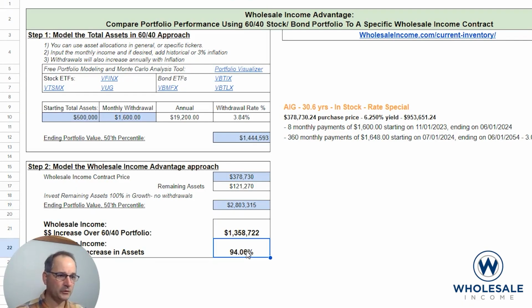So this is the big aha moment. Same $500,000 that you started with, same $1,600 a month that you're pulling out, same 3% a year inflation, starting at 378 for this contract and 121 in the market instead of putting all 500 in the market, you can end up with 2.8 million and no chance of ever running out of money. So 94% more money at the end of a 30-year run by using fixed income.